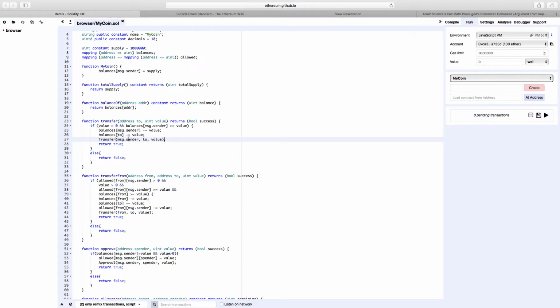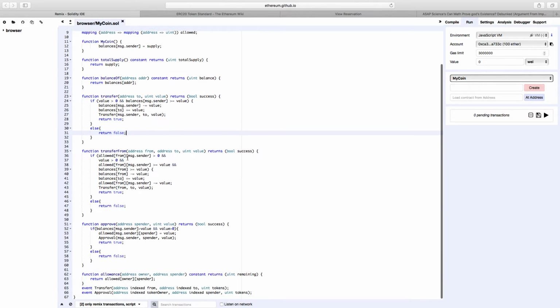And then if this condition is fulfilled, this function returns a boolean, which is a variable that can either be true or false. It's not an integer, it is a true or false variable. So this function returns boolean true if this condition is true. If this condition is true, that means these three lines got executed, that means the transfer happened, the transfer was a success. Otherwise, obviously the transfer didn't happen, and then it will return false.